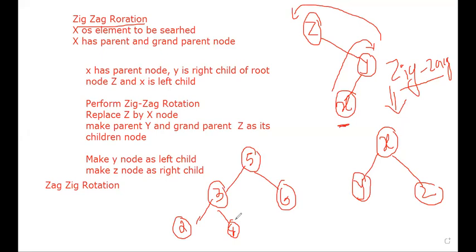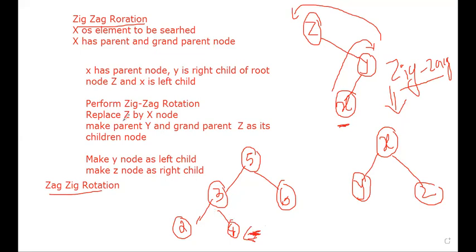Now let us say you have to perform the zag zig rotation. Say the element you want to search is 4. The element to be searched is 4.